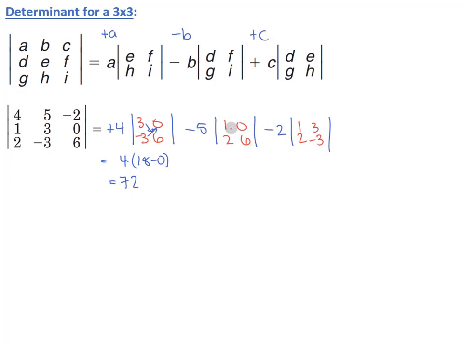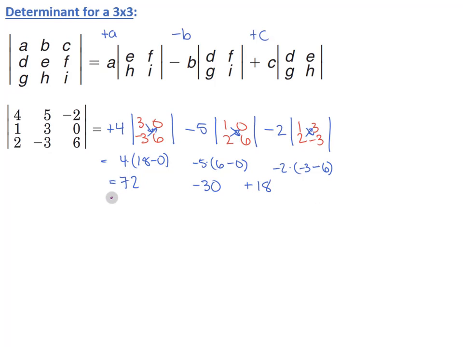Okay, our next one, we're going to find our determinant of this 2 by 2. 1 times 6 is 6, minus 2 times 0, which again is 0. It's negative 5 times our result. 6 minus 0 is 6, and negative 5 times 6 is negative 30. Our last one here, 1 times negative 3 is negative 3, minus 2 times 3, or 6. We're going to multiply this result by negative 2. So we end up with negative 9 times negative 2 is positive 18.